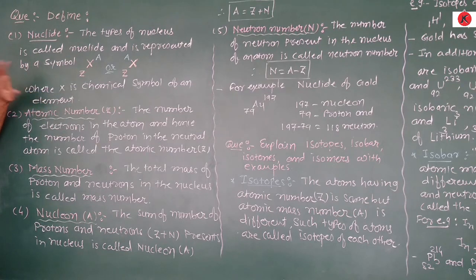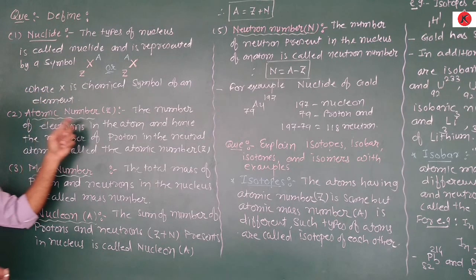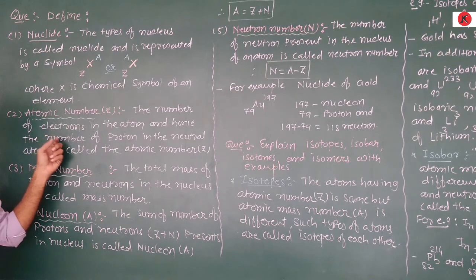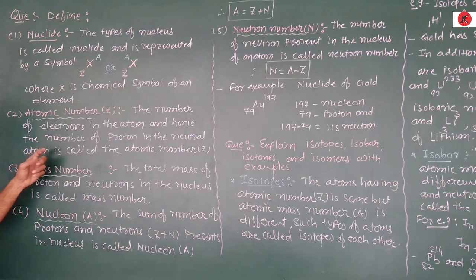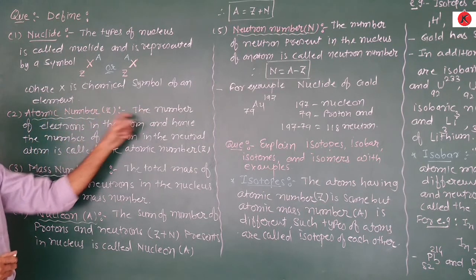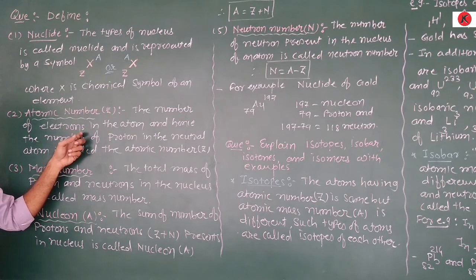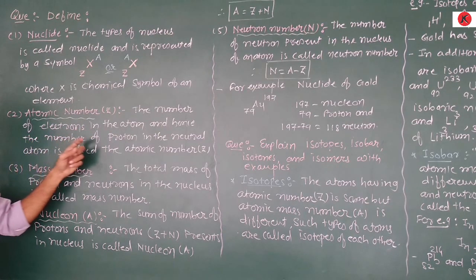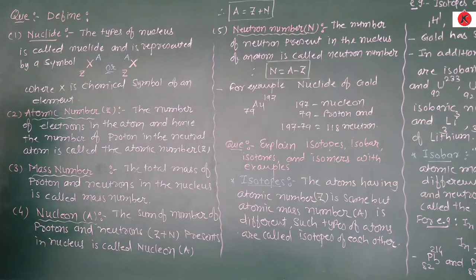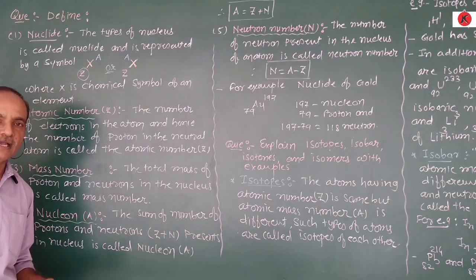After that, what is the atomic number Z? The number of electrons in the atom, and hence the number of protons in the neutral atom, is known as the atomic number Z. So in this symbol, Z represents the total number of protons or the total number of electrons in an atom.